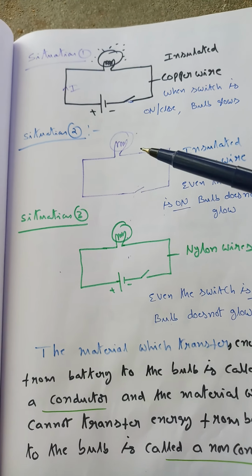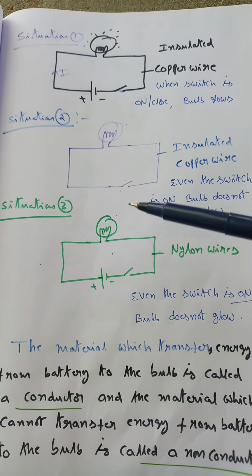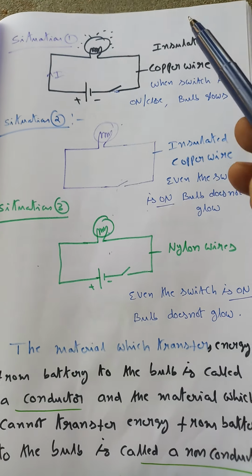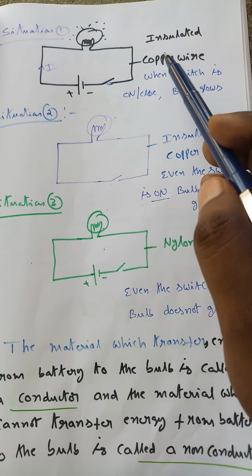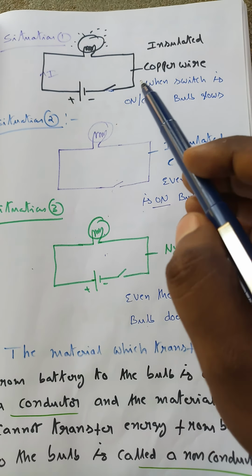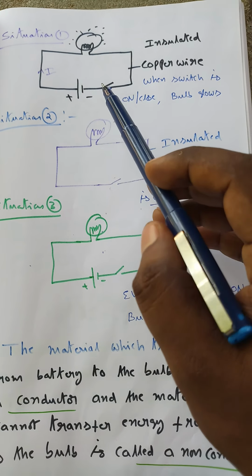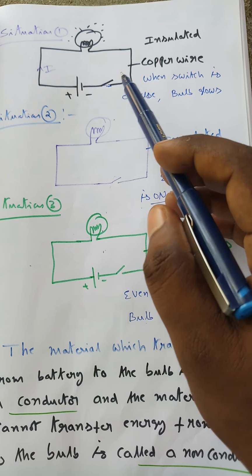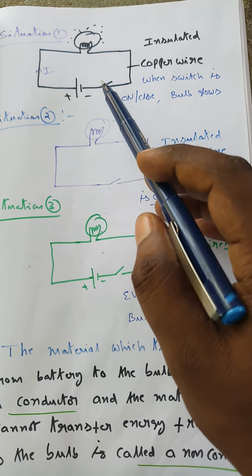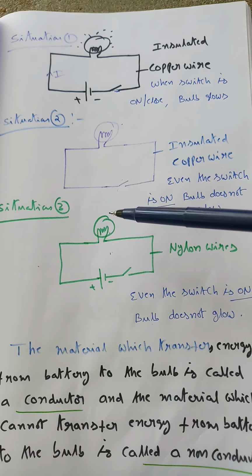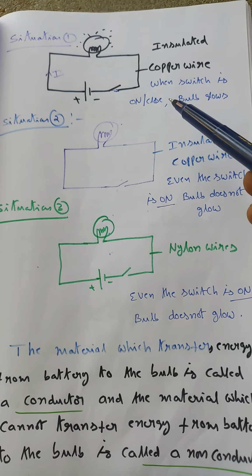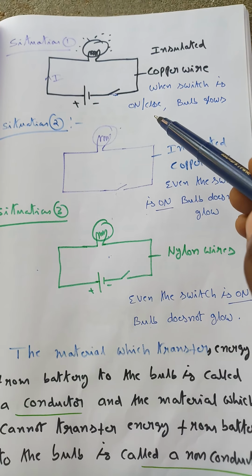So with these three situations we can understand that for the flow of current a closed circuit is required, and that circuit should be made with conducting wires and a power source. A closed circuit is required and it must be connected to a source of power. That means a power source is required.